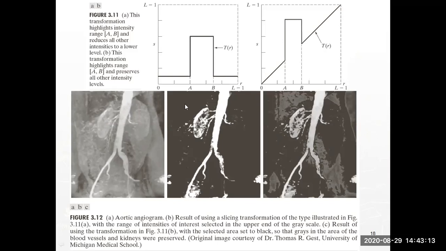Okay. If you apply the first one, what is the first one? The first transformation function A. The result of using it is called slicing. So what is this? Slice. Before A and after B, remaining same. But in between there is a slice. Similarly here also, before A and after B, linear. But in between A and B, there is a slice. So this is the slice transformation.